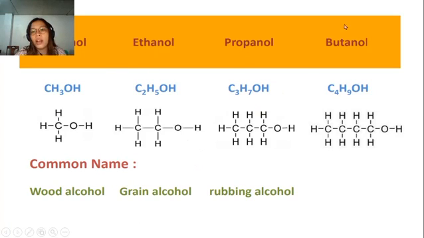So we have methanol, ethanol, propanol, and butanol. Common names: methanol's common name is wood alcohol. Ethanol, the grain alcohol. And propanol, which is the rubbing alcohol. Question: which alcohol do we drink?